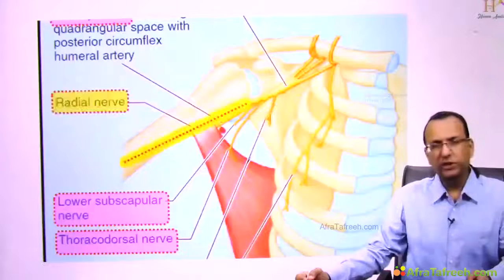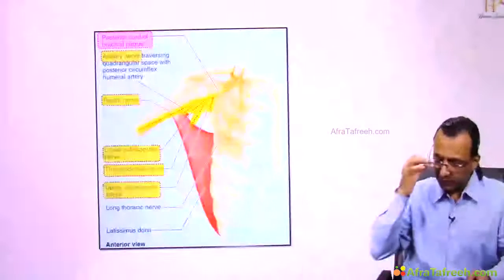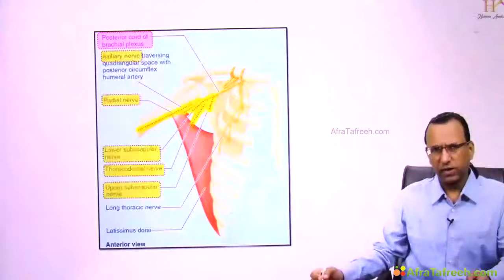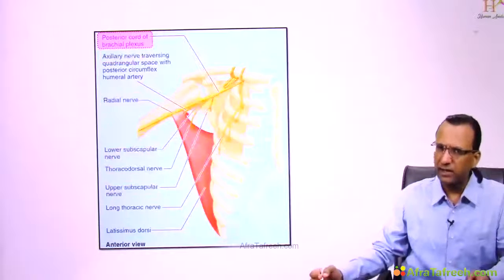Okay, we'll discuss the details about the radial nerve later. At this moment, this is STARS. What is STARS? The 5 branches of the posterior cord of the brachial plexus given in the axilla: the stars.